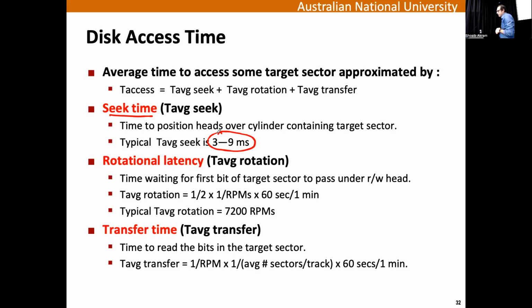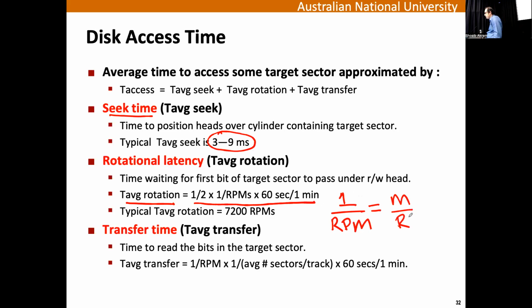And the rotational latency, okay, I'll have you look at these formulas on your own. But the average rotational latency here is 1 over RPM. RPM is revolutions per minute. And this is basically minutes per revolution. And this is what you want: how many minutes it takes to rotate the disk. And then they divide it by 2 to get the average. This is just minimum plus maximum over 2, the arithmetic mean. The minimum rotational latency is 0.